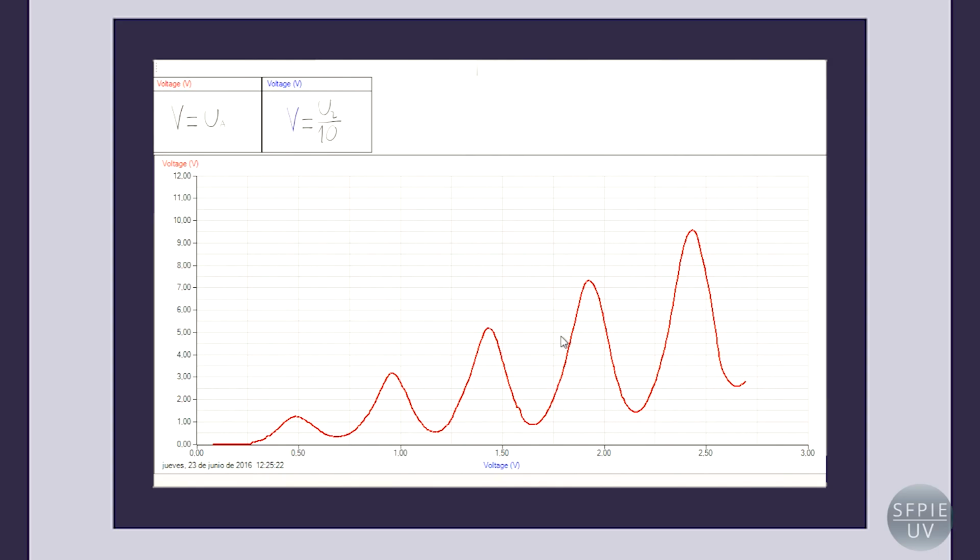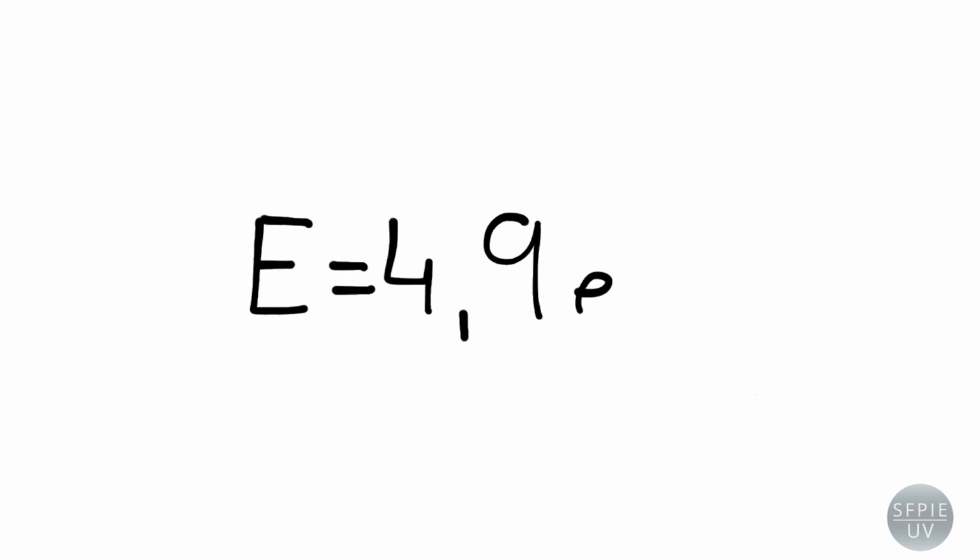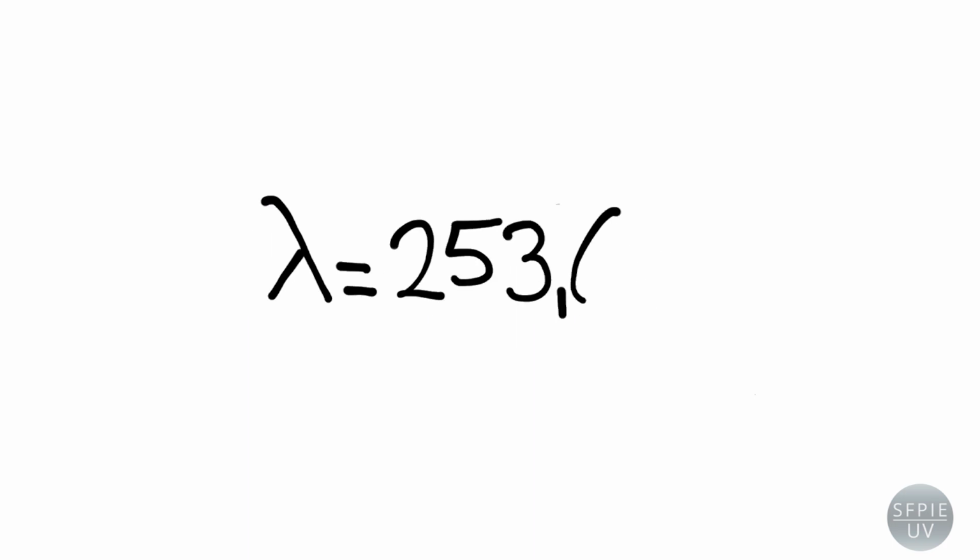To better appreciate what is going on, we plot UA on the y-axis against U2 divided by 10 on the x-axis. The drops occur at intervals of 0.49 volts, implying that by smashing into the mercury atoms, the electrons have lost an energy equal to 4.9 electron volts. Franck and Hertz noticed that this energy of 4.9 electron volts corresponded to a wavelength of 253.6 nanometers, which is a characteristic wavelength of Mercury's emission spectrum.